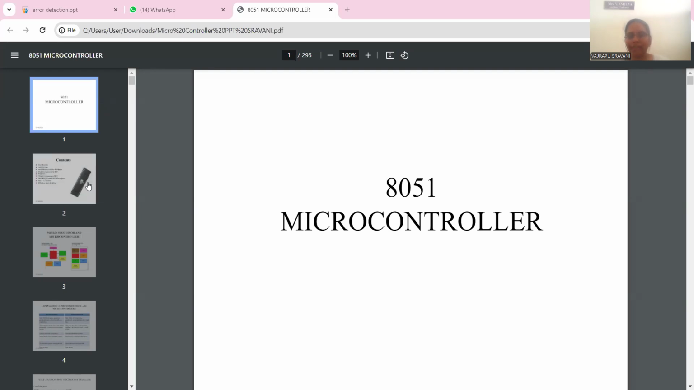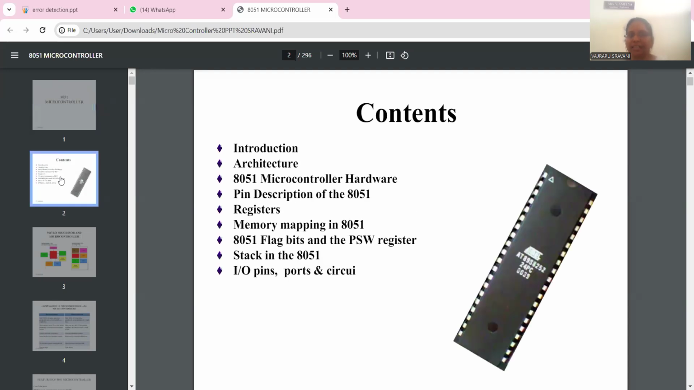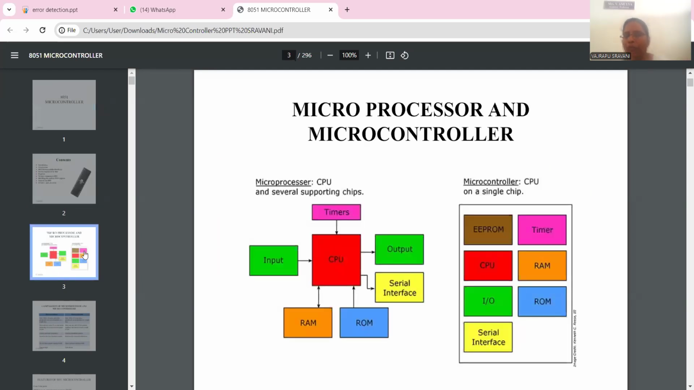So today I will explain about the 8051 microcontroller. In the 8051 microcontroller, these are the contents. I will tell about the introduction, architecture, and pin diagram. Before going to the microcontroller, first we have to know about the microprocessor.